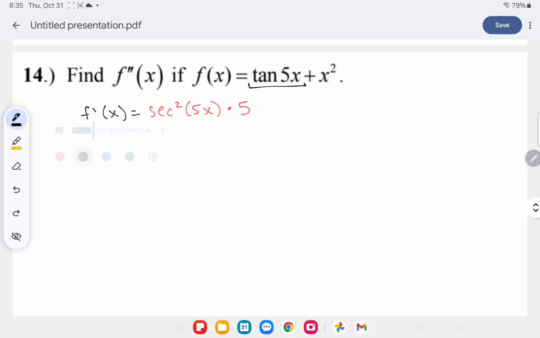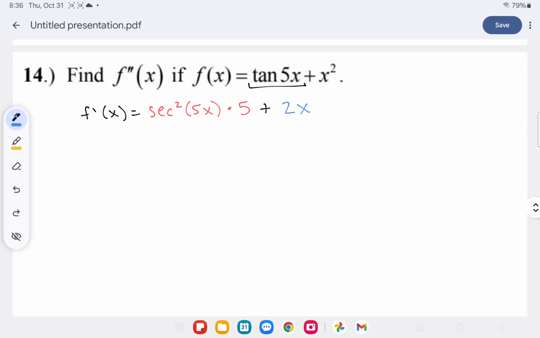Now we're going to have to take the derivative of x squared. That's the easier part. The derivative of x squared is just 2x. So our answer is secant squared of 5x times 5 plus 2x. Oh no, I'm like, why is that not the answer? Okay, it's because we haven't found the second derivative. We only found the first derivative.